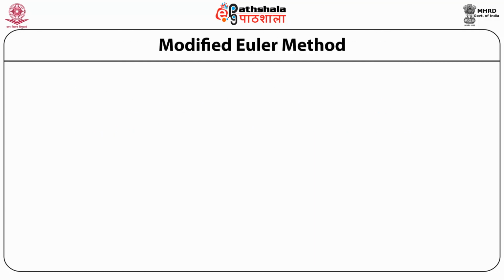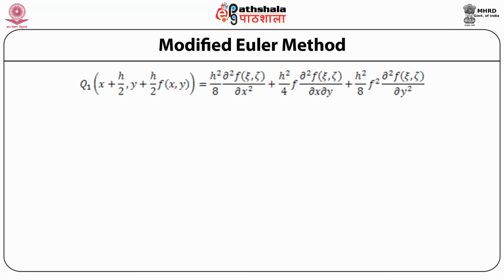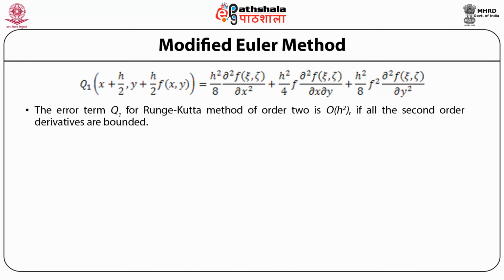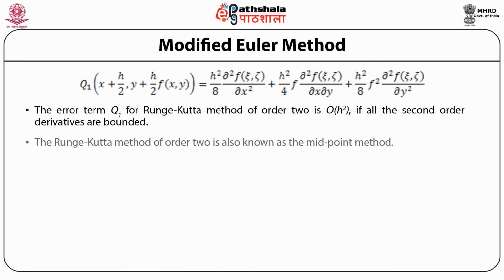Now let us discuss the modified Euler's method. R1 of x plus h by 2, y plus h by 2 f of x,y equals h squared by 8 del squared f at xi, eta by del x squared plus h squared by 2 f into del squared f at eta, xi upon del x del y plus h squared by 8 f squared del squared f at eta, xi divided by del y squared. The error term R1 for Runge-Kutta method of order 2 is O(h squared) if all the second order derivatives are bounded. The Runge-Kutta method of order 2 is also known as the midpoint method.